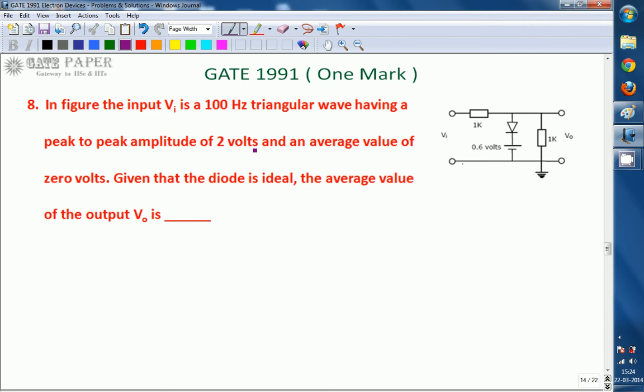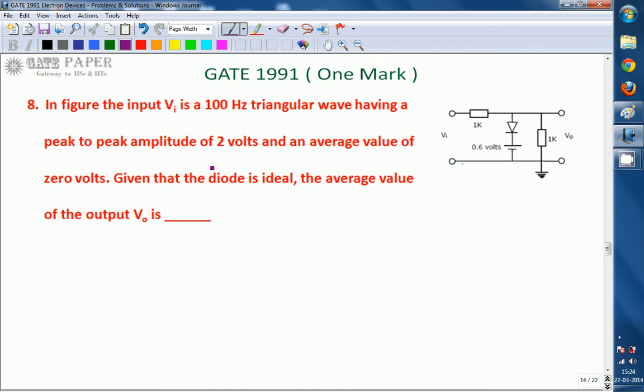For the diagram shown, the input Vi is a 100 Hz triangular wave with a peak to peak amplitude of 2 volts and an average value of 0 volts. If the diode is ideal, then the average value of output V0 is? If you are applying the triangular wave as input, then you are going to get some output waveform. We are going to calculate the DC value, the average value of that output waveform. The right answer for this one is 0 volts.